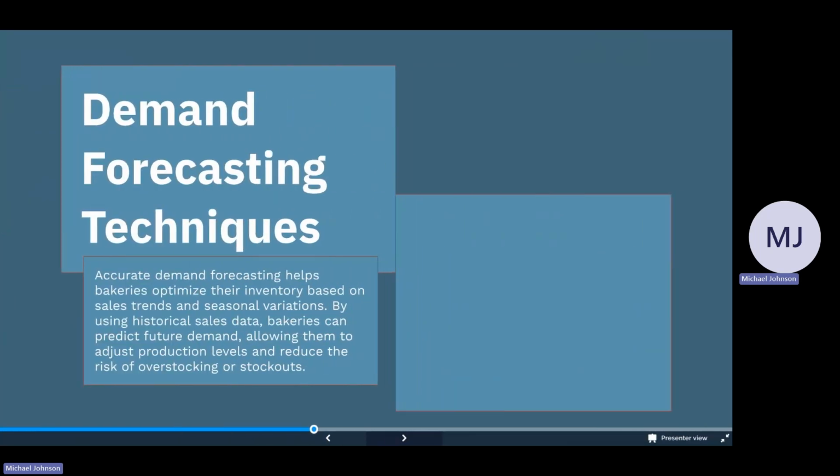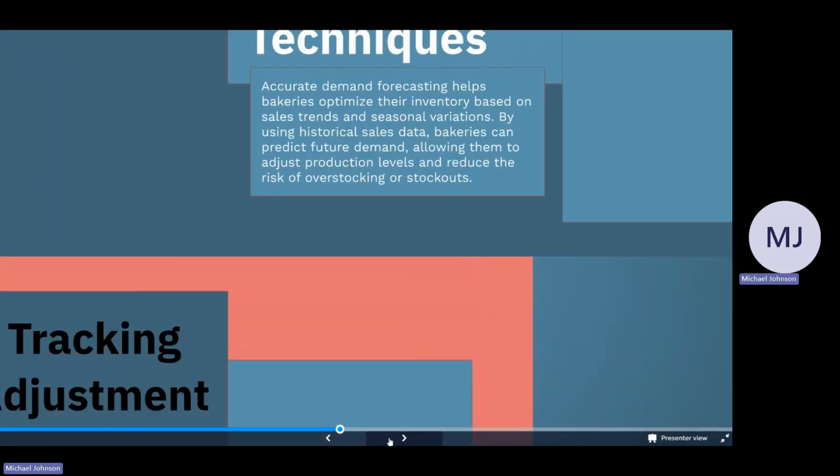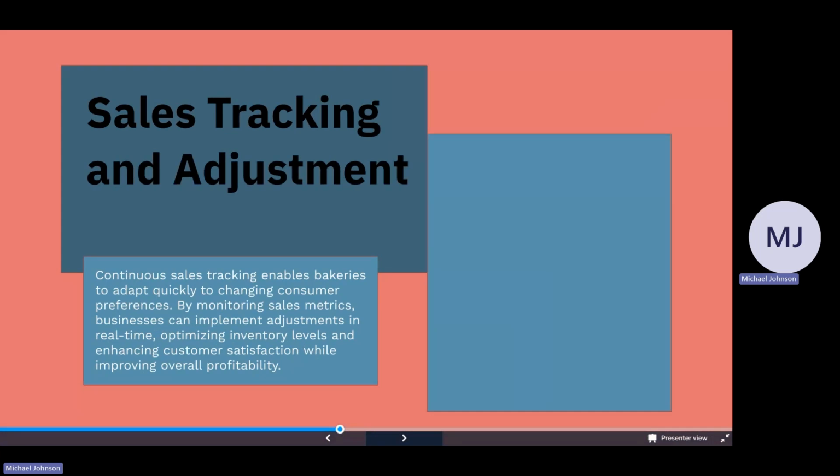Demand forecasting techniques. Accurate demand forecasting helps bakeries optimize their inventory based on sales trends and seasonal variations. By using historical sales data, bakeries can predict future demand, allowing them to adjust production levels and reduce the risk of overstocking or stockouts.